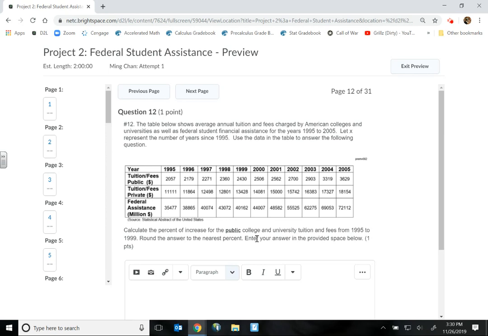This project is regarding the increase in public and private college and university tuition and fees as compared to the federal assistance, in terms of $1 million. If you think about writing this number out, 35477 with 60 behind it, that is how much money the federal government is helping students attending colleges and universities for that year.